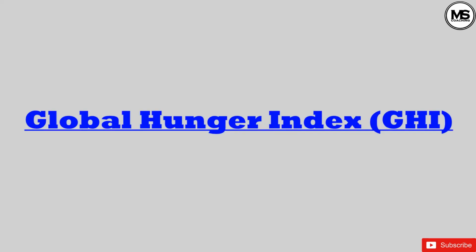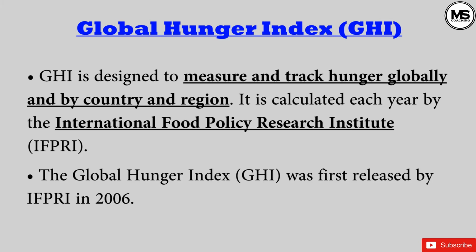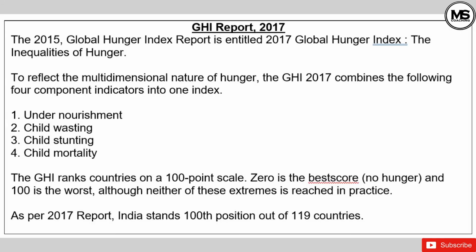Global Hunger Index, GHI. GHI is designed to measure and track hunger globally and by country and region. It is calculated each year by the International Food Policy Research Institute, IFPRI. The Global Hunger Index, GHI, was first released by IFPRI in 2006. GHI Report.